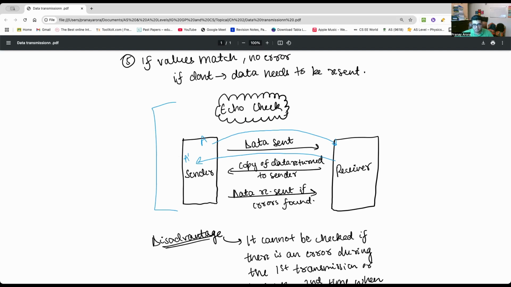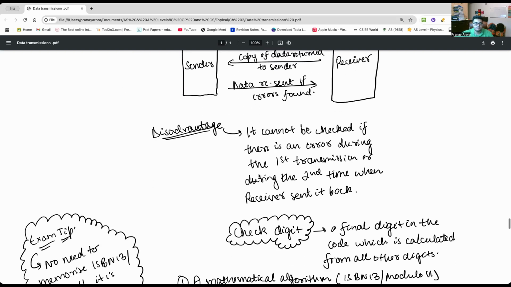But there is a problem with echo check. The disadvantage with echo check is we won't be able to find whether the error happened during the transmission when sender sent it to the receiver, or the error came when the receiver sent it to the sender. So this is a pretty bad method. To remember it, you can say that it's like an echo. So that's why it's an echo check.